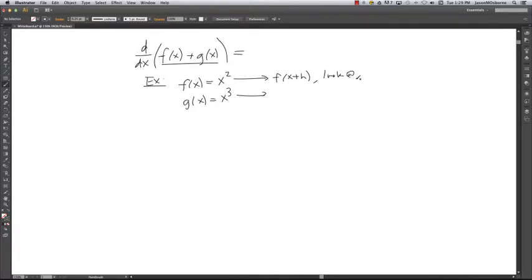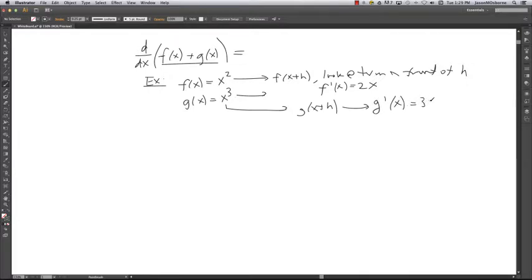The previous video showed that if you do f of x plus h and look at the term in front of the h, the derivative, the expression in front of the h term, would be 2x. And the same for g of x: do the g of x plus h expansion, look at the term in front of the h, and you will find that g prime of x is equal to 3x squared. So if you know the derivative of f and g, the question is, what is the derivative with respect to x of x squared plus x cubed?